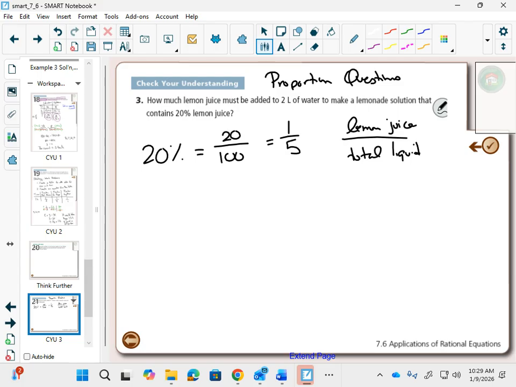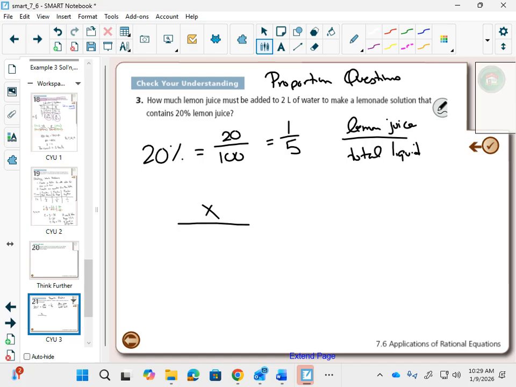And this is the only part that can get maybe a little bit tricky, because you have 2 liters of water and you're adding lemon juice to it. The number one mistake is people use a variable. I'm going to just use x. X is how much lemon juice we have.